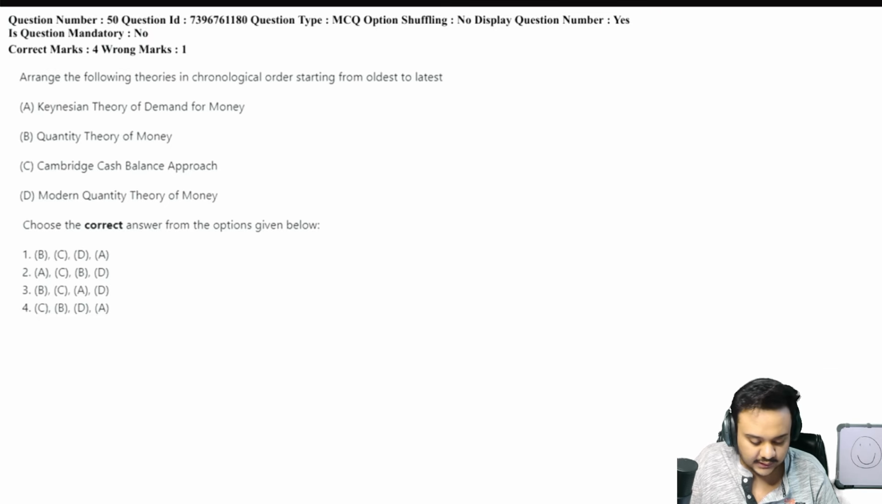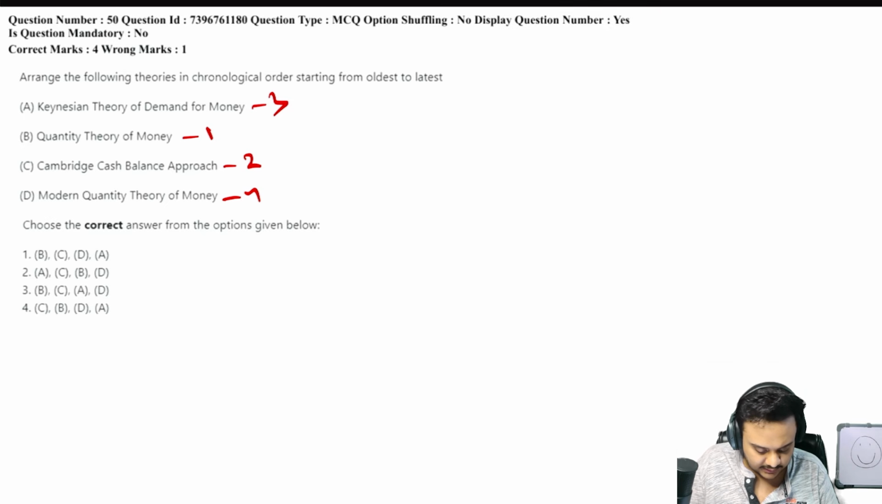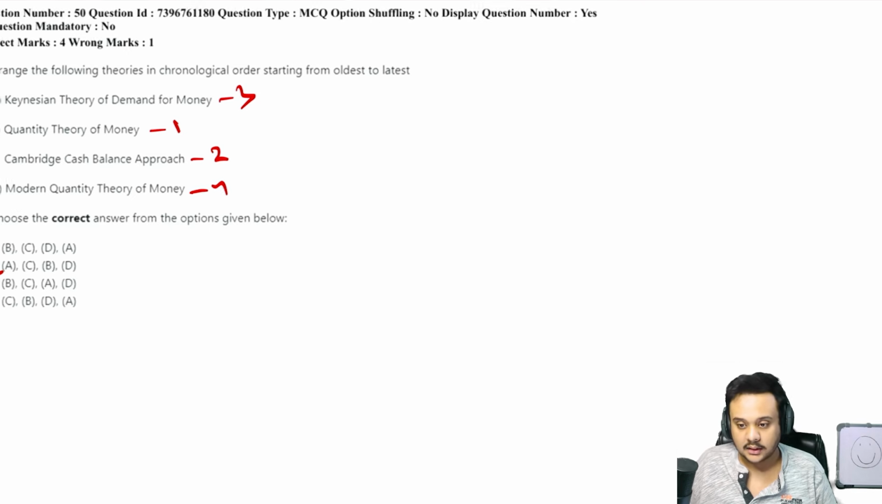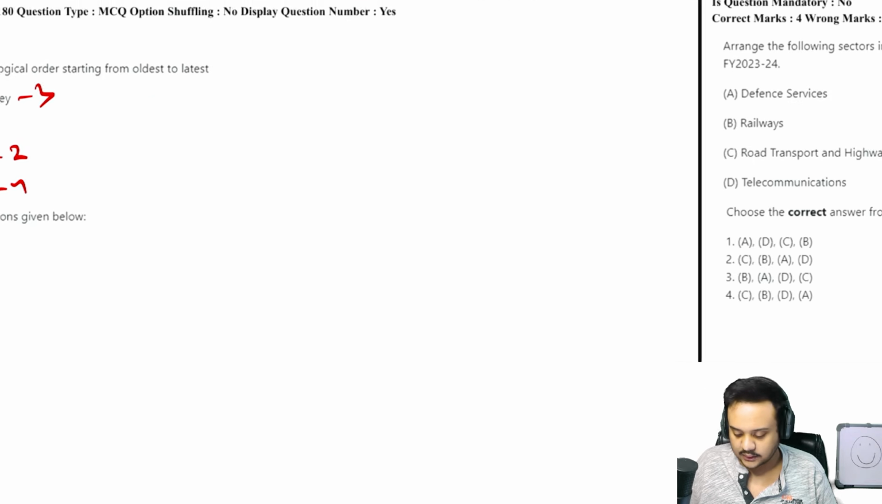Then the 50th one says arrange the following theories in chronological order from oldest to latest. Okay, so this one is easy. This one came first, quantity theory of money, then Cambridge, then Keynesian, and finally the modern quantity theory of money. So BCAD, third option is right. Okay, so these are just some things you have to memorize.